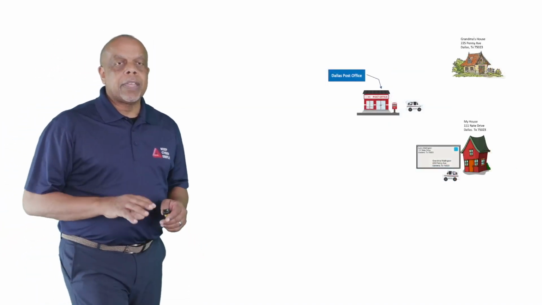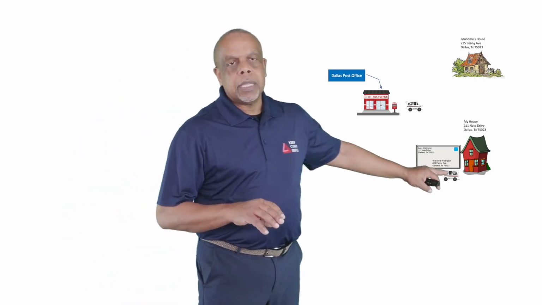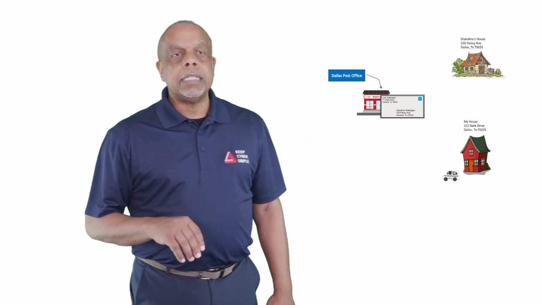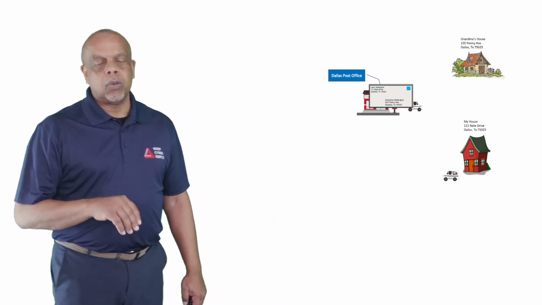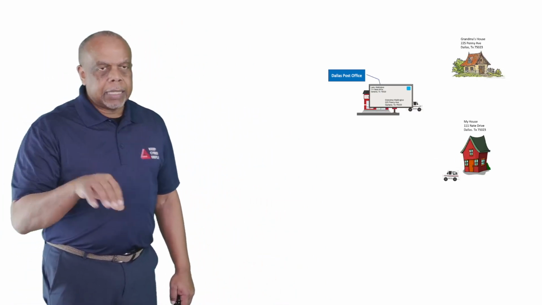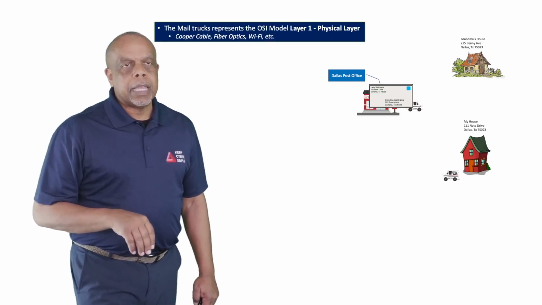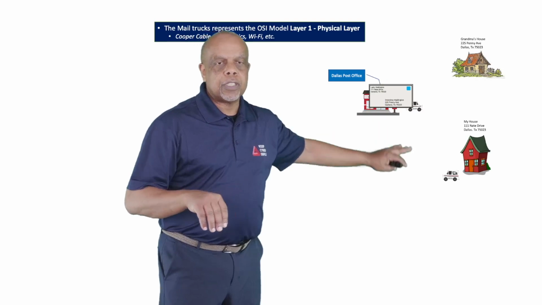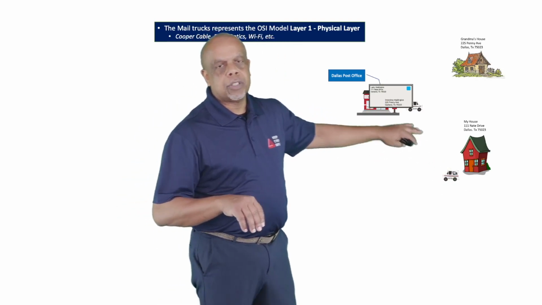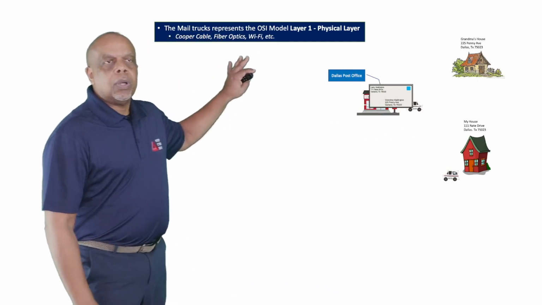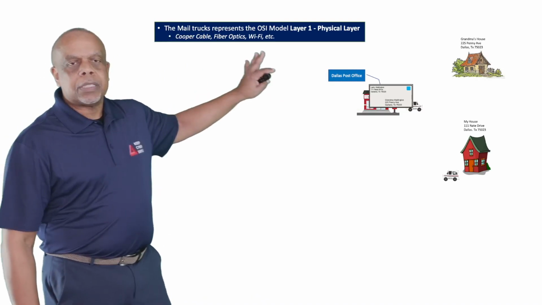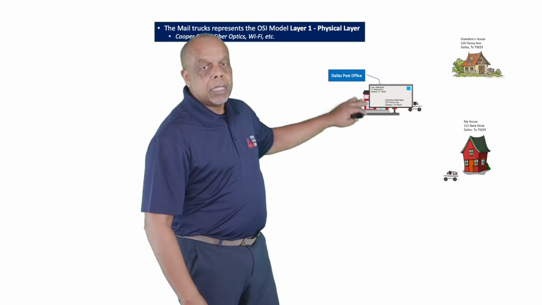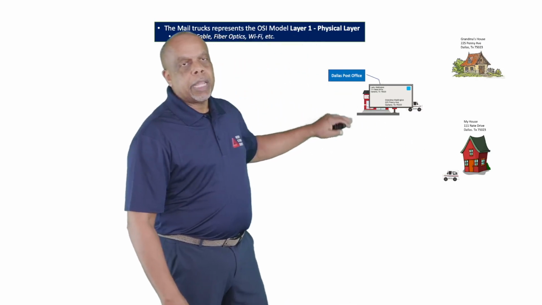Okay, so now that I've got my letter, I put it in the mailbox. The postman comes by in his little truck. He picks that up and takes it to our local post office. That's my local Garland and Dallas area post office. Now, that is analogous to layer 1, the physical layer, the highway that truck had to travel to get there. Analogous to the copper cable, the fiber optics, the Wi-Fi that's actually having to move information, data, bits from point A to point B.